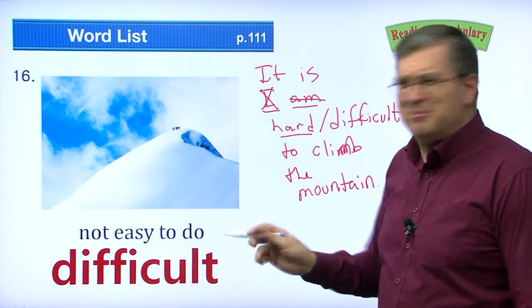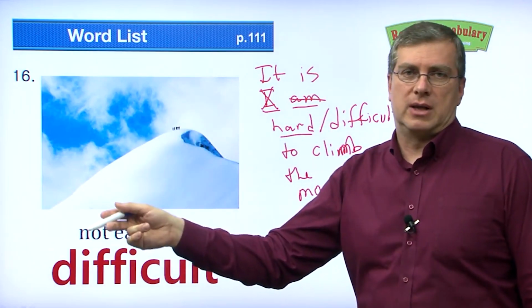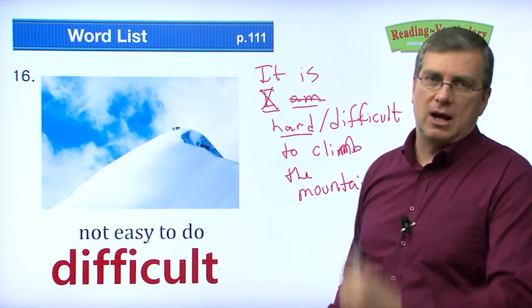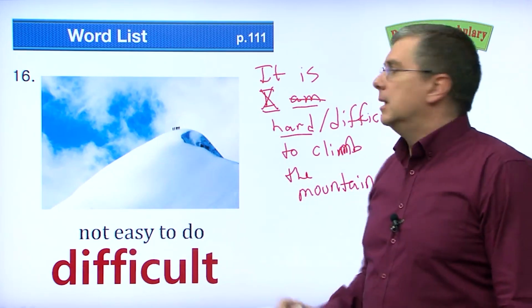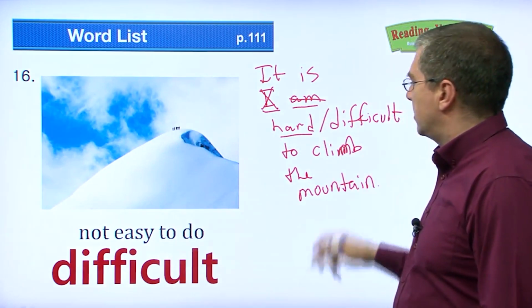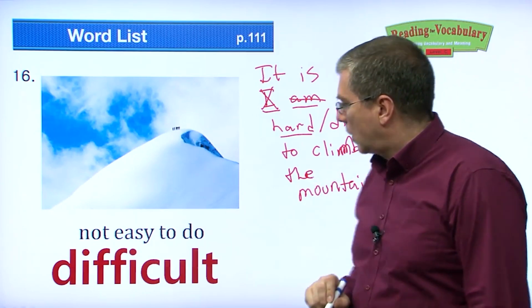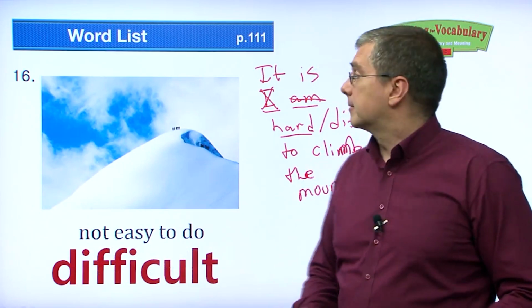But please stop saying this if you're saying this. I am hard. I am difficult. No. It is difficult to climb the mountain. It is difficult to walk up the stairs. Okay? It, the situation, not you. It is hard to climb the mountain. It is difficult to climb the mountain. So something's difficult, it is hard to do.